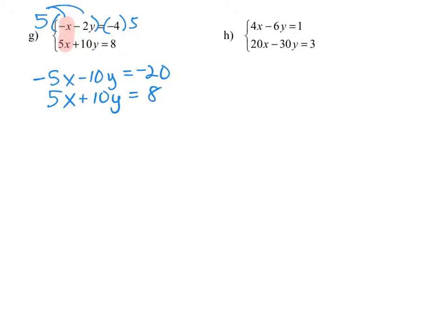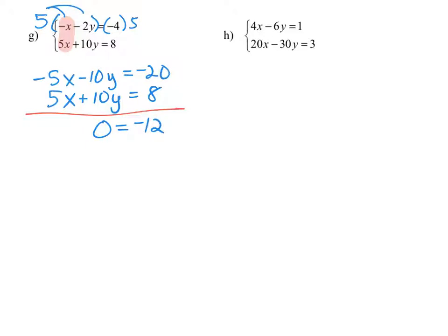We have the x's, y's, and equals lined up. Now we can use the addition part of that method. We get the negative 5x and the positive 5x, we get 0. And negative 10y and a positive 10y, we also get 0. So on the left side of this equation, we get 0 because it ends up that the x's and y's are both opposite when you multiply the first equation by 5. On the right side of the equation, negative 20 plus 8, we get negative 12.